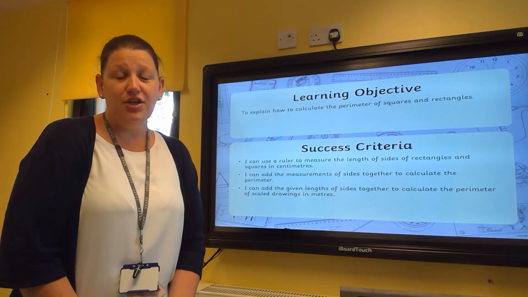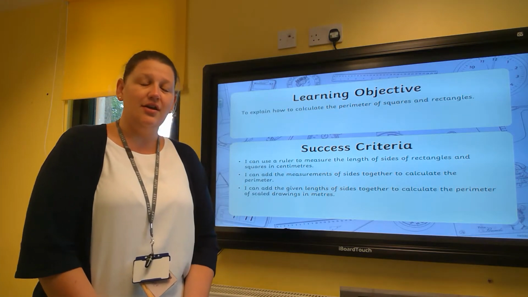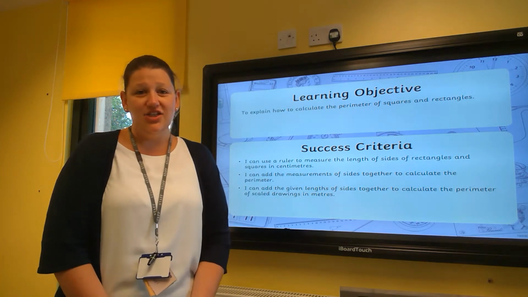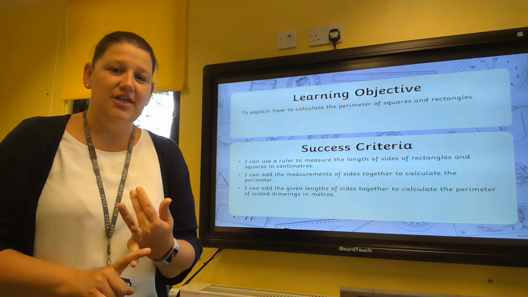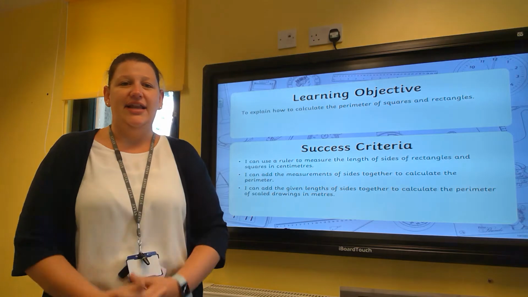So we have finished coordinates. We've been working on that last week, coordinates and translation, and we're now moving on to perimeter. So looking at our measure and our shapes in order to be able to calculate perimeter.